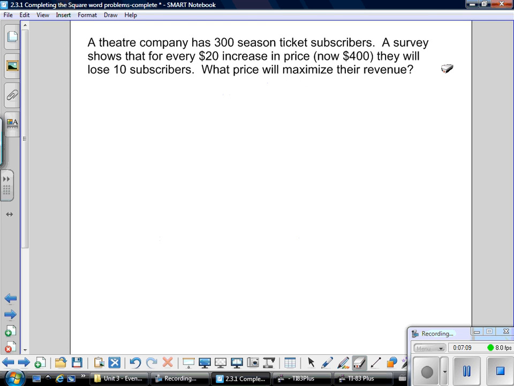Now, what's different about here, they didn't give us the equation, so that means that we're going to have to do a little bit more work here. We see the word maximize, so we know that somewhere along the line we have to complete the square. So let's talk first about revenue. The way that we make money is the number of subscribers times the price, right? So if I have 10 subscribers and my price is $400, my revenue would be 4,000. Now that's not quite our situation here.